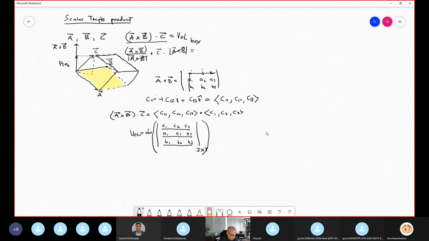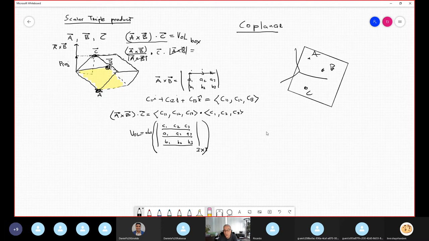Now, one super interesting example is when you want to prove that three points, A, B, and C, which represent the arrows of the vectors, are coplanar. What does it mean to be coplanar? That the points A, B, and C live in the same plane. Suppose I have three points in 3-dimensional space, A, B, C. I want to prove whether these points are contained in the same plane or not. One fantastic way is using the triple product. If the answer of the triple product is equal to zero, then the box does not exist. The box is totally flat, and they are coplanar.